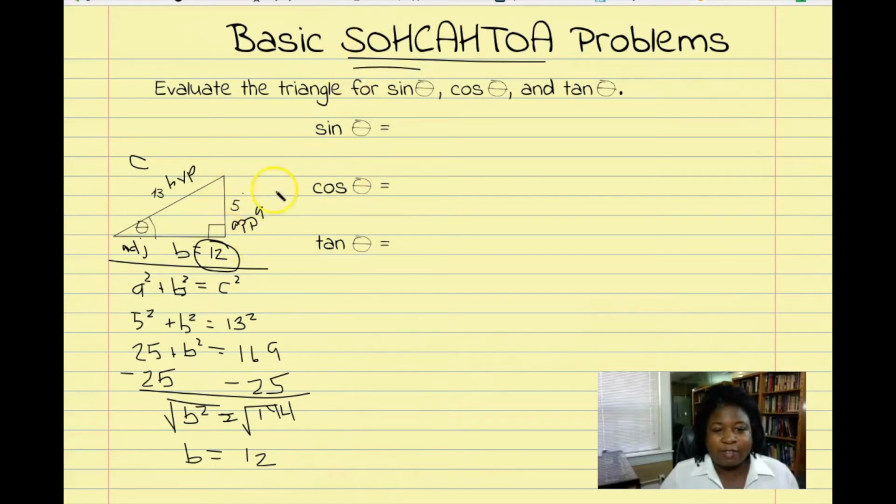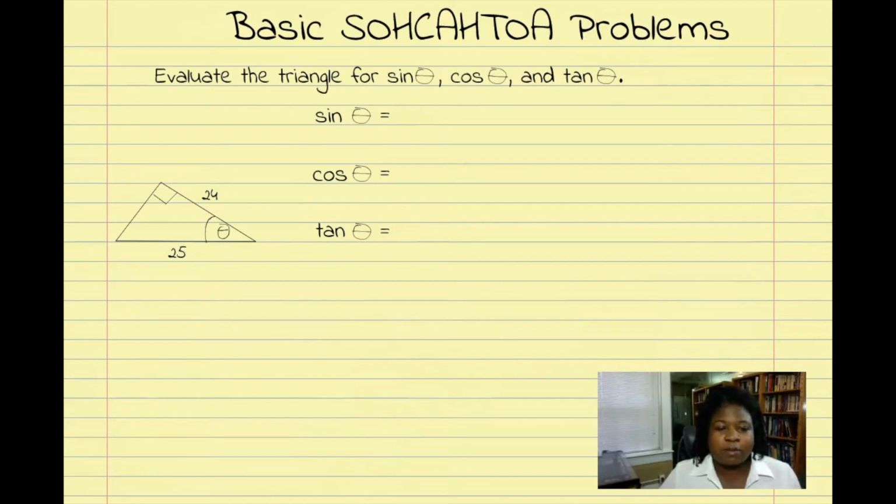So to evaluate for sine theta, we know sine is opposite over hypotenuse. We find 5 is the length of the opposite side, and the hypotenuse is 13. So the sine of theta is 5/13. Cosine is adjacent over hypotenuse. The length of the adjacent side is 12. And the length of the hypotenuse is 13. So the cosine is 12/13. And for tangent, we use opposite over adjacent. The opposite side is 5. The adjacent side is 12. So the tangent is 5/12.